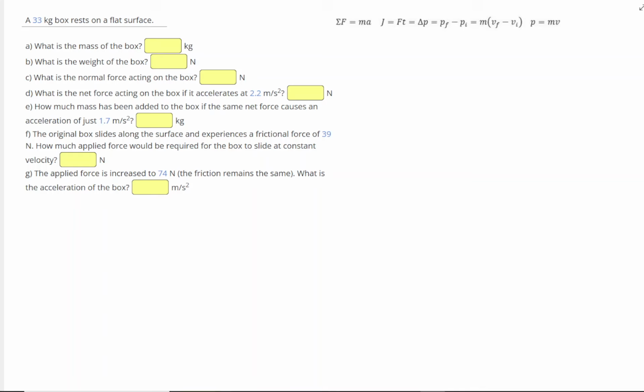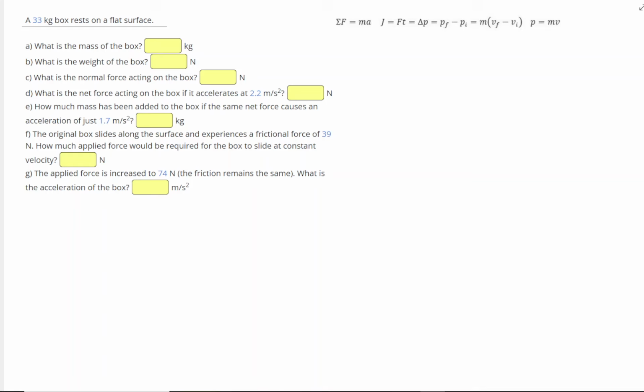In this example problem, we see various scenarios where we have a box on a surface. We're going to apply Newton's second law to determine the accelerations, the forces, the mass, all the elements related to this box. So I'm going to work through one by one each of these different scenarios. Again, these are kind of like 6, 7, 8 different problems or little mini parts. I'm going to work through them one by one.